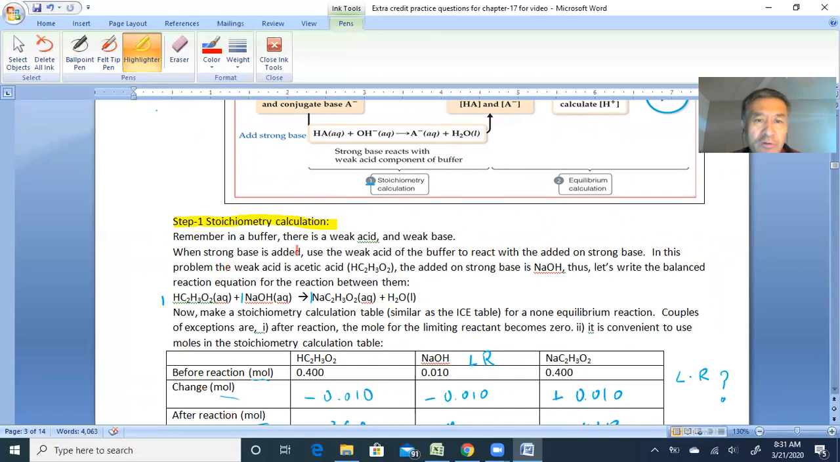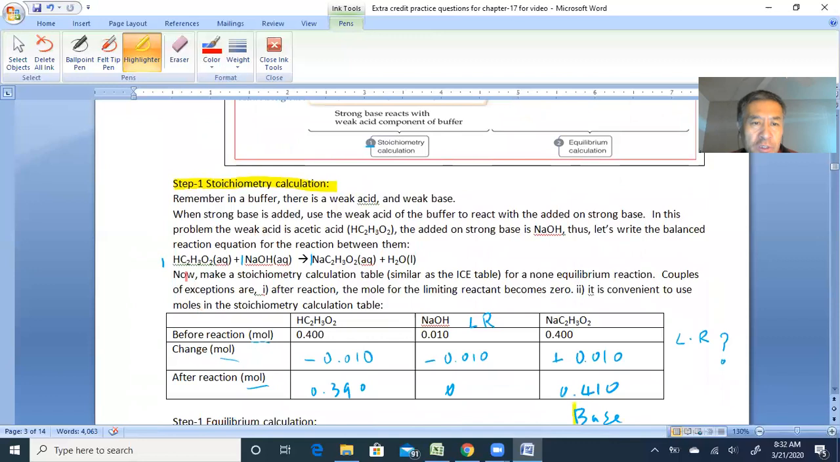Remember, in a buffer there's a weak acid and a weak base. When strong base is added, we use the weak acid of the buffer to react with the added strong base. In this problem, the weak acid is acetic acid, and the added strong base is NaOH. So let's write the equation between this acid and this base. Acid plus base produces conjugate base and water. So the coefficients here are 1, 1, 1, and 1.